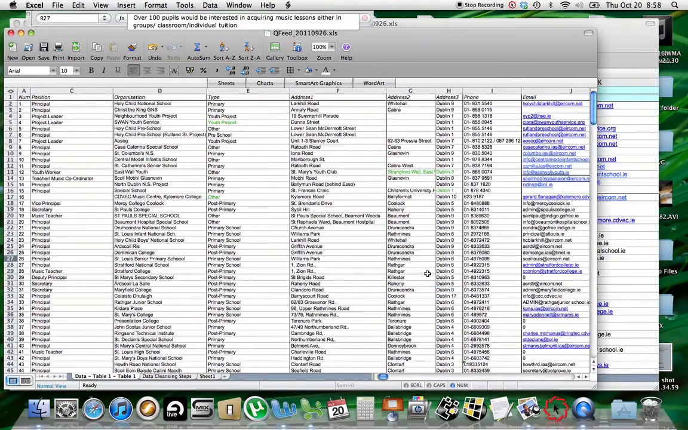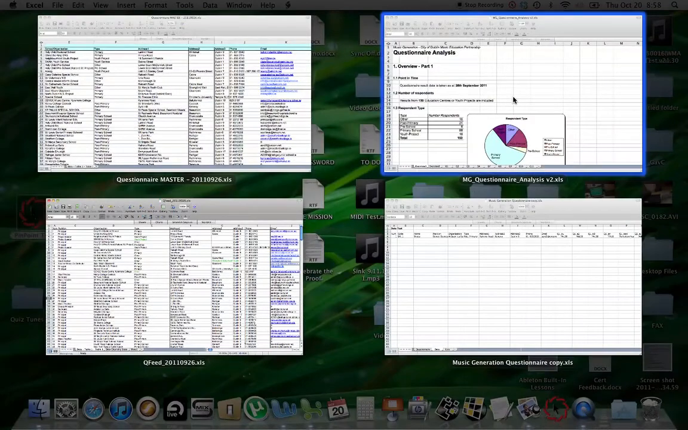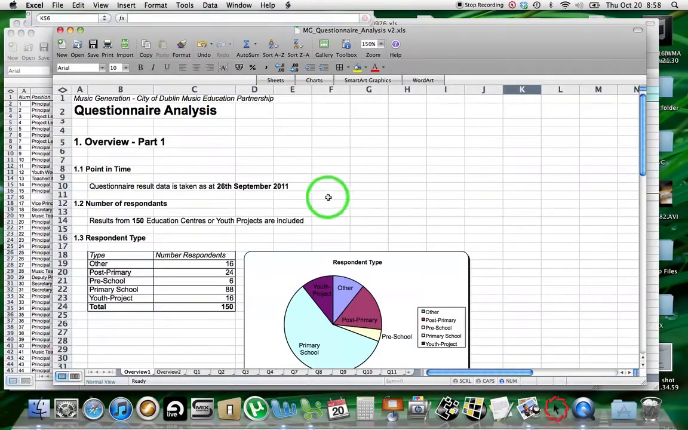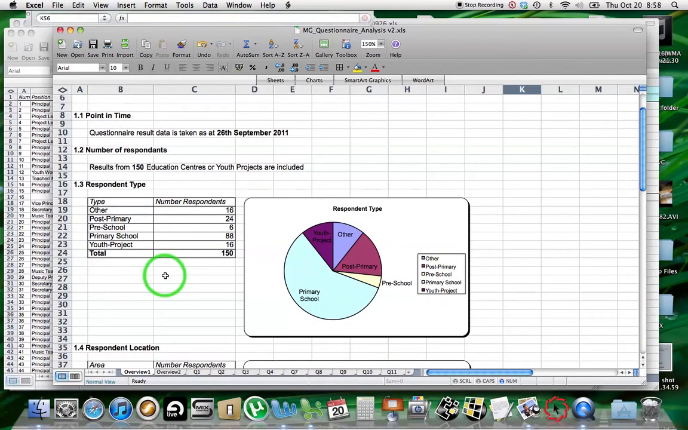So onto the questionnaire itself. The first page is just an overview. We took all the questionnaires on the 26th of September. It was 150 schools or education centres or youth projects. Looking at the type of centre that came out, adding up the numbers, you can see that very much in the majority is primary schools.